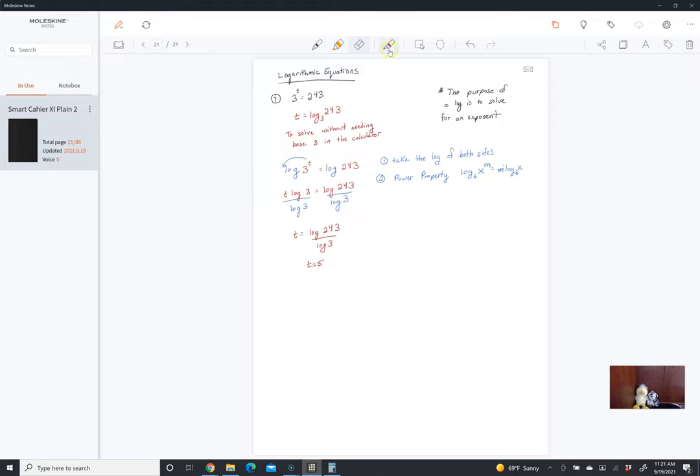So again, what did we do? We isolated the variable. And notice our variable here is t. It's not x. And that's it. Okay, let's try another one.